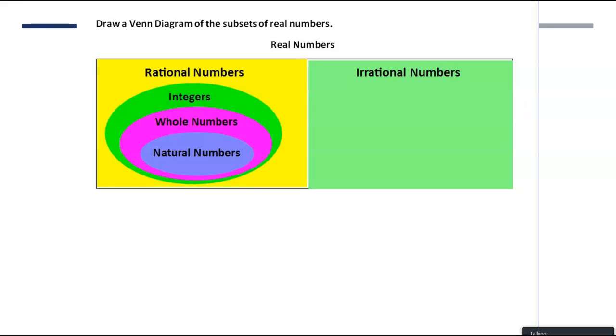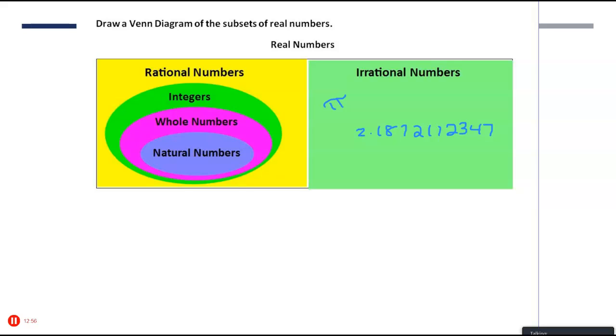A number can never be both. So you got the irrational numbers over here. That's your pi. That's your number that has no nice pretty decimal. It just goes on and has no pattern. It cannot be turned into a fraction. Those are the irrationals. They're the messy numbers.